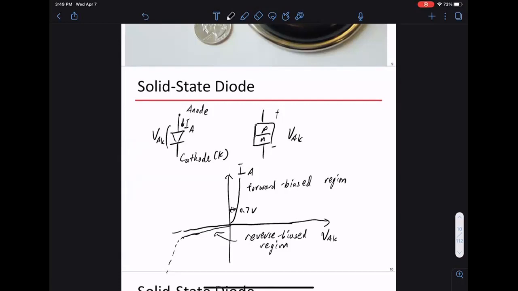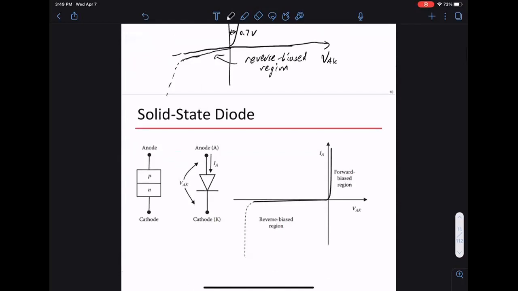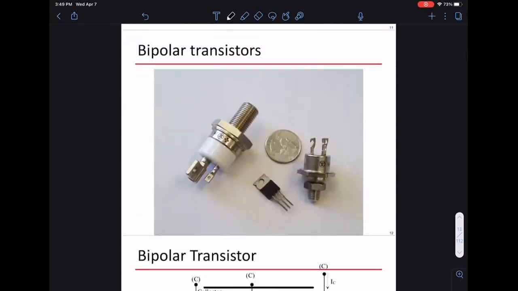Okay, so this is our diode. Then we also want to talk about transistors, right? Transistors are the switches we're using in the circuit. So we want to talk about both diodes and transistors.